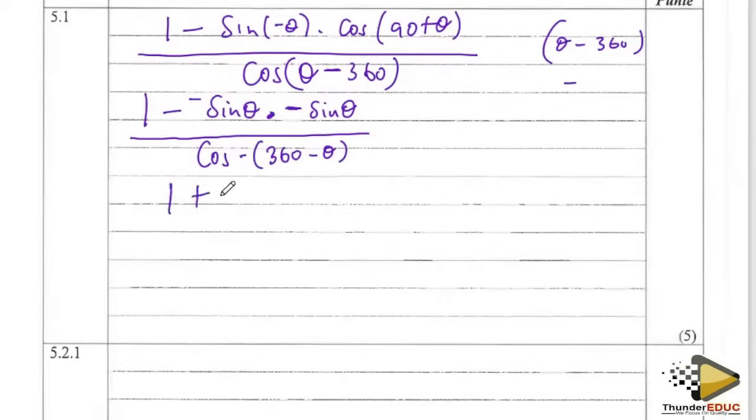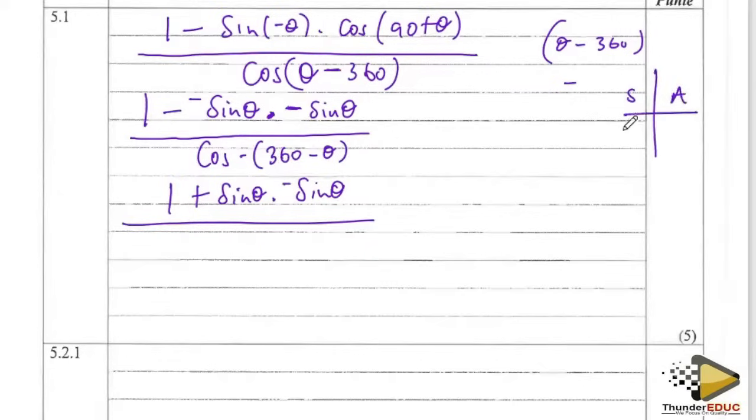Simplify that, we're going to have 1 plus the sine of theta multiplying by negative sine theta over cos of 360 minus theta. Which quadrant is it in, from your CAST diagram? This is 180 minus theta, 180 plus theta, this is 360 minus theta, and then this is 360 plus. So we're going to find it in the 4th quadrant. In the 4th quadrant, cos is positive, so that's going to be the same as cos of theta.